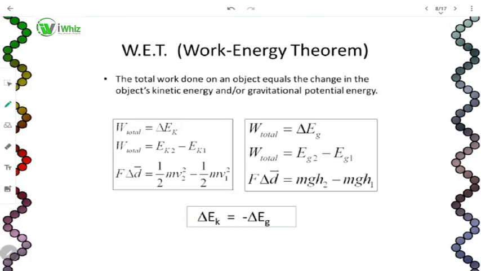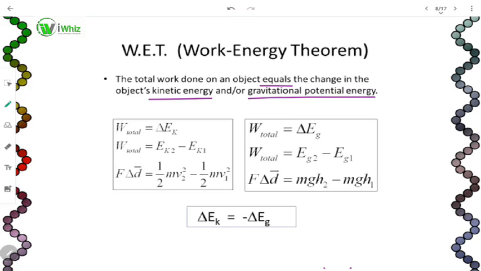We said that the work energy theorem looks at combining energy and work. What the work energy theorem states is that the work done on an object equals the change in the object's kinetic energy and/or gravitational potential energy. So the work energy theorem states that the work done on an object by the net force is equal to the change in its kinetic energy.